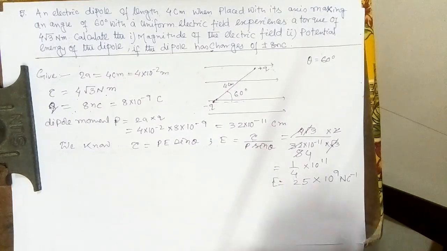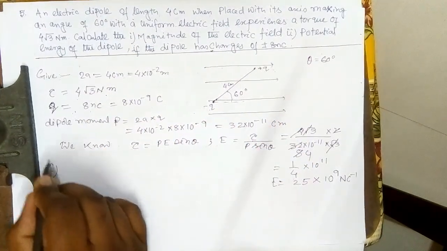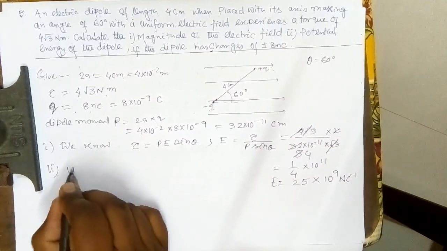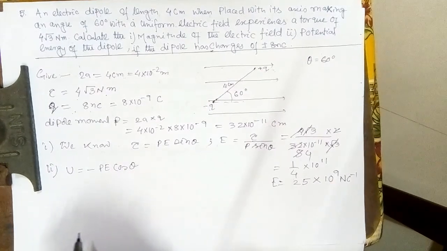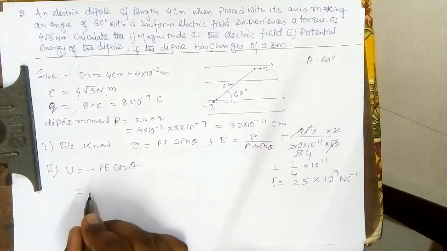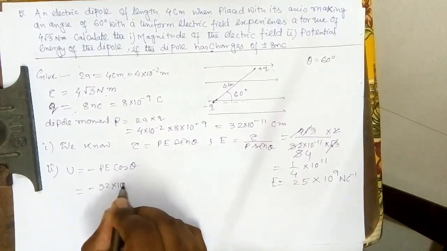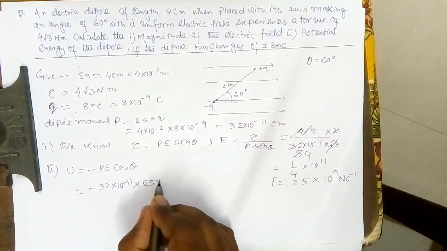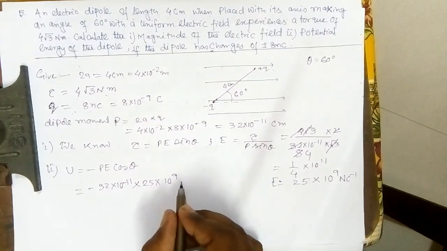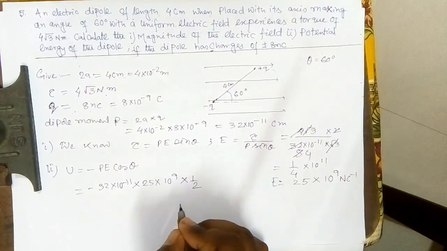Now we'll go for the next part. What is told in the next part? Potential energy. For potential energy, we know that U equals minus P E cos theta. P is already given, so write down minus 32 into 10 to the power minus 11. E is 25 into 10 to the power 9, cos theta means cos 60. Cos 60 equals half.